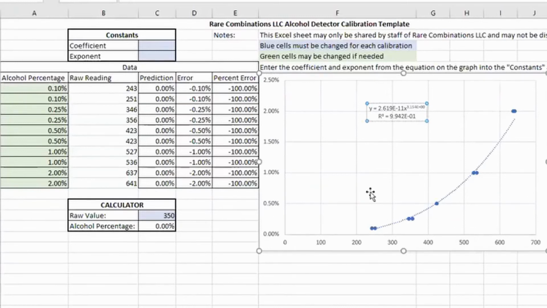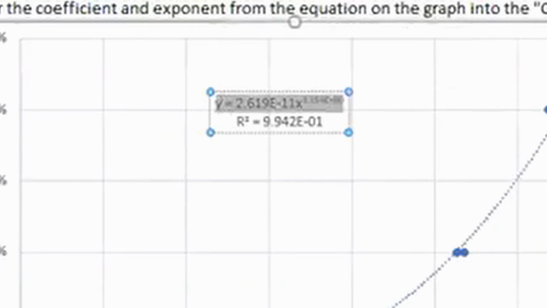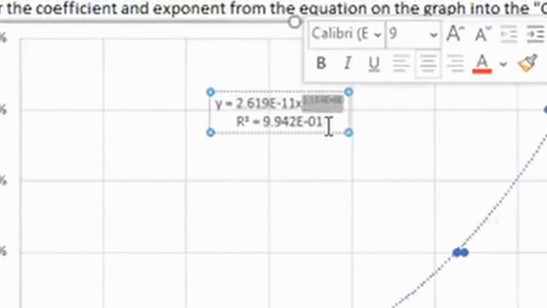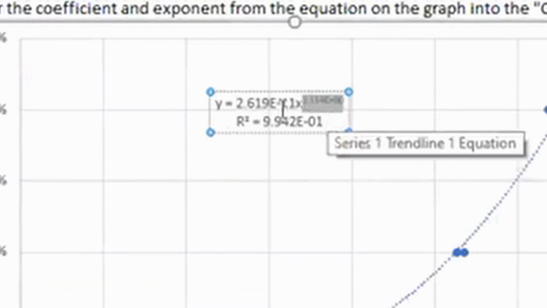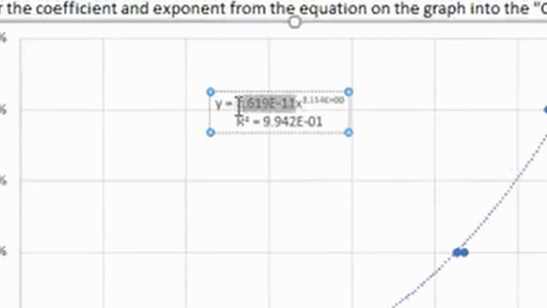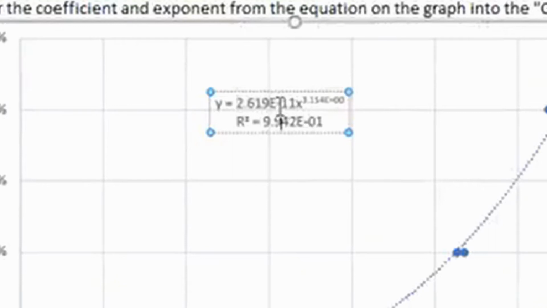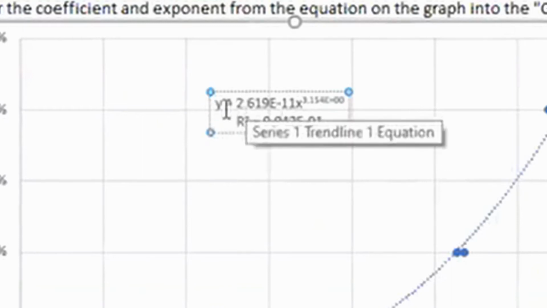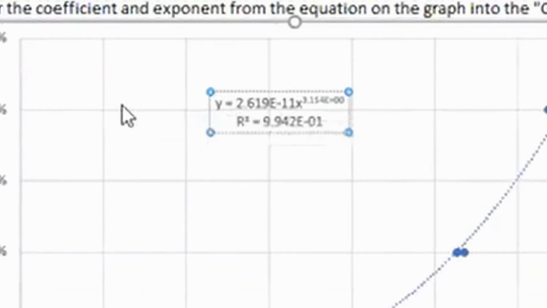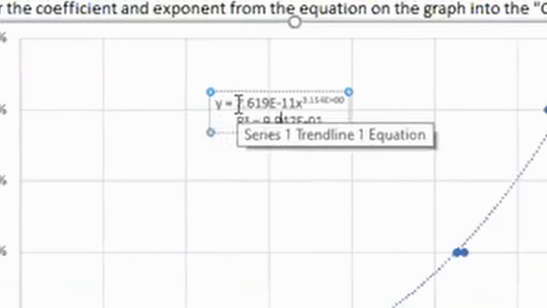So if you pass those tests, then the next thing that you can do is take this data here, which is the equation for this curve on the chart, and you're going to type in these constants. This right here is what I call the exponent, right there. This right here is what I call the coefficient. So again, this E-11, that means you're going to move the decimal over 11 times. And so the first one moves past the 2, and then you need to go 10 more times. So that would mean you have a decimal point, 10 zeros, and then 2619.